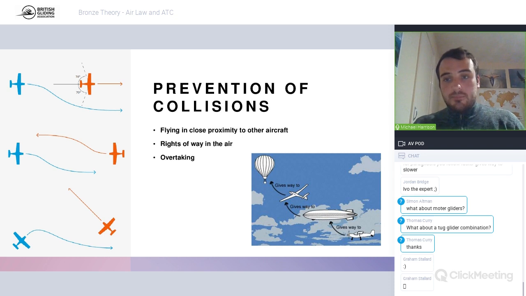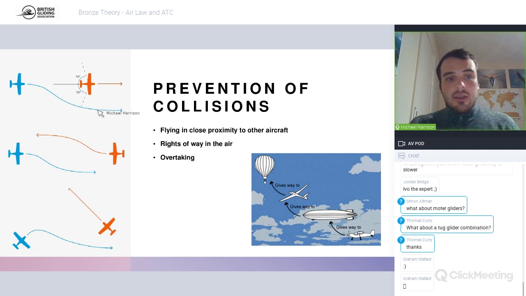In terms of overtaking, it's a fairly straightforward rule. If you are coming from behind, you can see this little thing about 70 degrees. That's just basically saying if you're coming from here, you're not technically overtaking, you're converging. But if you are overtaking, the person being overtaken always has right of way, regardless of what classes the aircraft being overtaken and the aircraft performing the overtake fall into.